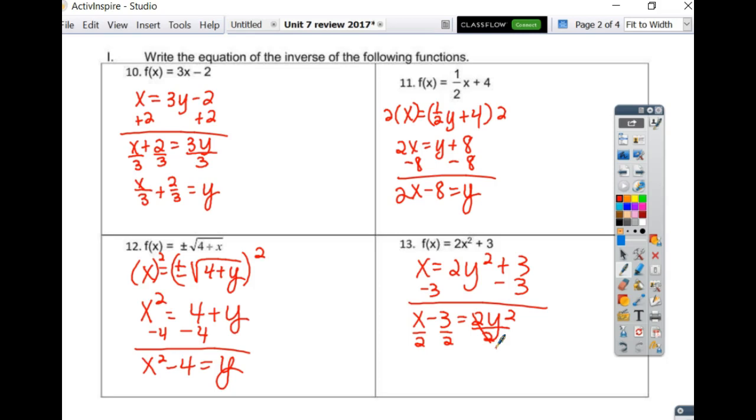And the reason you want to do that, you don't know what the square root of 2 is, right? It's not a perfect square. If it was a 4 and we took the square root, then that's 2, and that would be okay. But we don't know it, so we're going to divide first. So then I have this. And now you can take the square root. And when I take the square root, what do I have to put in front of it? Plus or minus the square root.